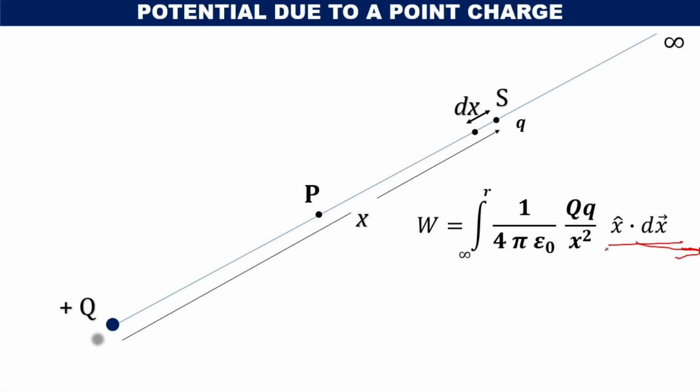Here observe, we have to take the dot product of x cap with dx, because 1 by 4 pi epsilon naught q divided by x square are scalar quantities. Only the unit vector x cap, which represents the direction of the electrostatic force, and dx, representing the direction of the displacement, are vectors. In order to find out the total work done, we have to take the upper limit as r, which is the point where we need to bring the test charge from infinity.